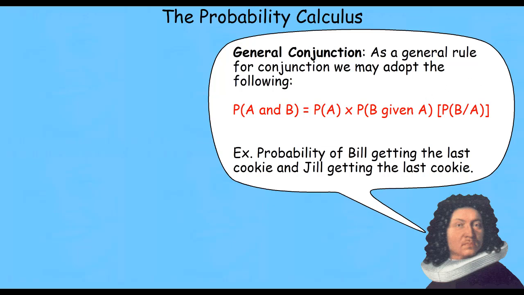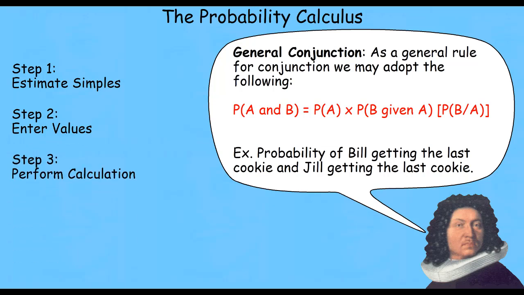So let's see how that would work in an example problem. So suppose we want to compute the probability of Bill getting the last cookie in the cookie jar and Jill getting the last cookie if Bill's already eaten it. So they are not independent of each other. Whoever gets that cookie makes it impossible for the other person to get that cookie. So step 1, we'll estimate our simples. Step 2, we'll enter our values. And step 3, we'll perform our calculation.